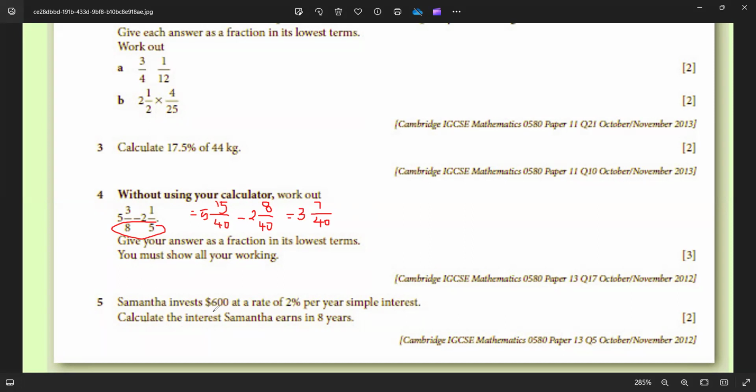Question 5. Samantha invests $600 at a rate of 2% per year, simple interest. Calculate the interest Samantha earns in 8 years. So we'll take 600 times 2%, which is 2/100, equals to 1,200/100, and then it's 12. So it will earn $12 per year.